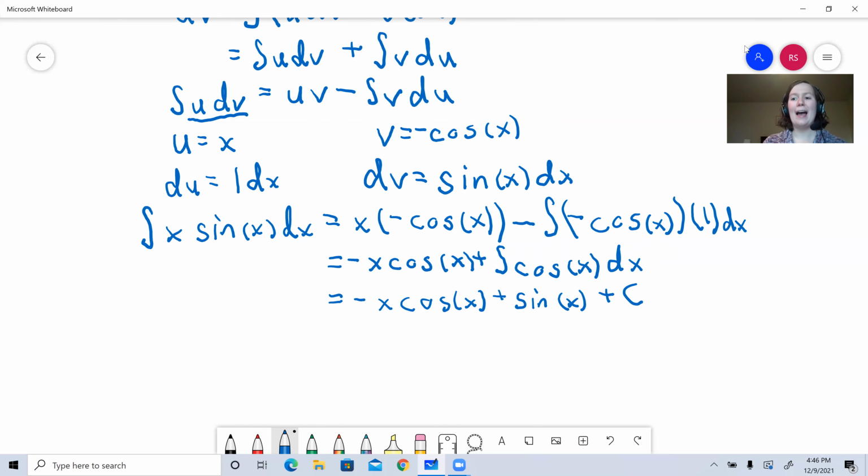So we have found our answer. And lots of similar problems use similar integration by parts. And if you just follow these same steps that we used, you can find your solution the same way.